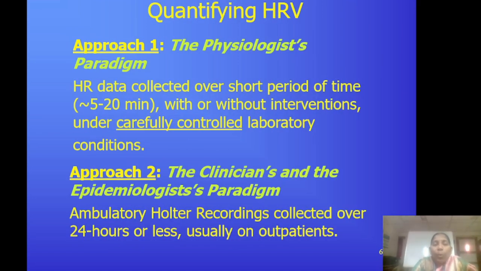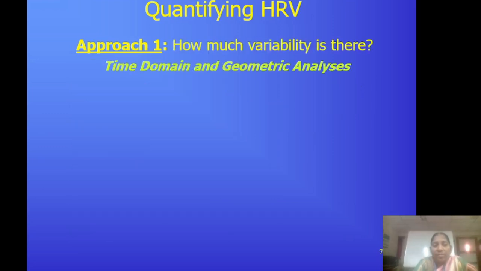Now, some of the quantifying parameters used to analyze the heart rate variability. One is the physiologist paradigm. According to that, they collect the heart rate over a short period of time, for example 5 to 20 minutes, in a controlled laboratory condition. The second approach is the clinicians and epidemiologist paradigm, in which, using ambulatory Holter recordings, they collect the heart rate over a 24 hour duration, usually on outpatients.